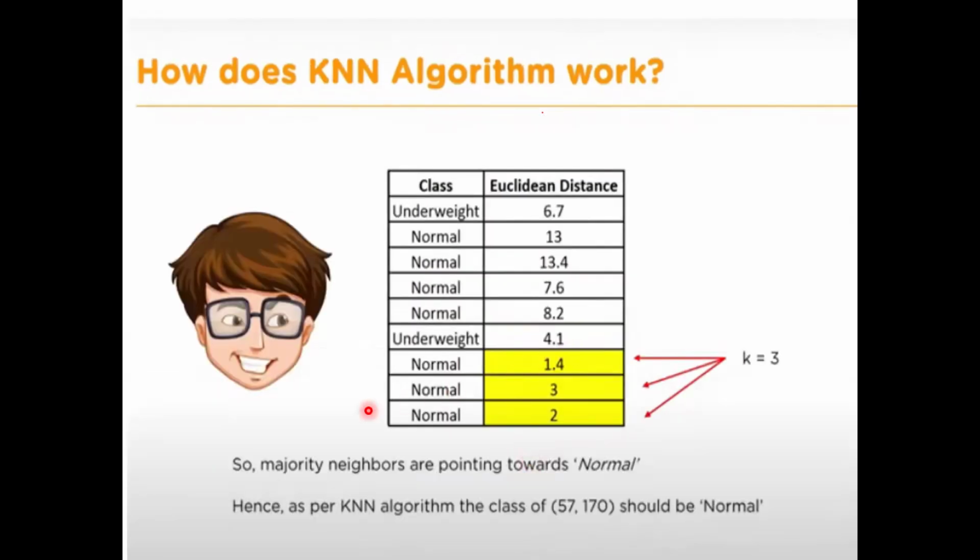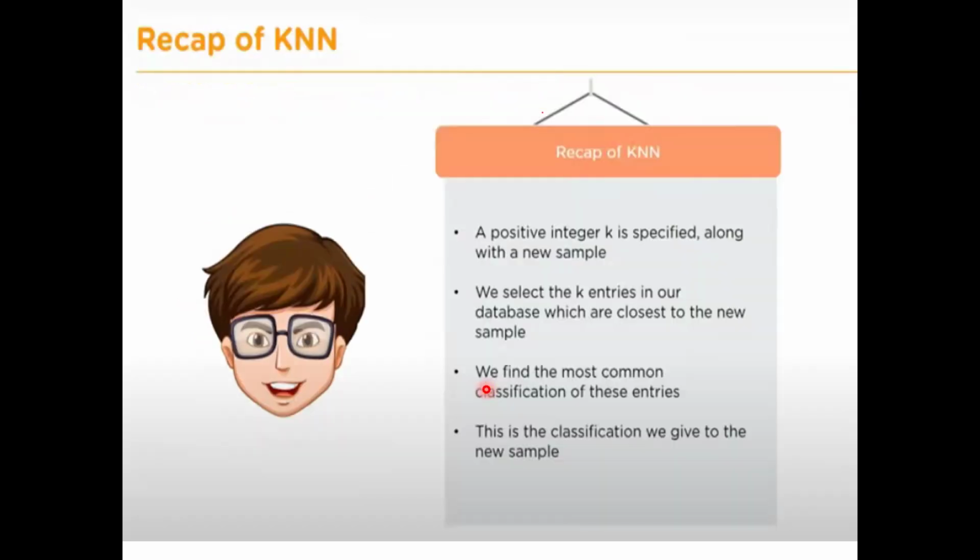Right. So here, the majority of neighbors are pointing towards normal. So whatever the value we have got for the new data point, we have made some analysis on it, calculating the Euclidean distance for both x and y values. That is nothing but height and weight values. And these particular points are pointing to a class called normal.